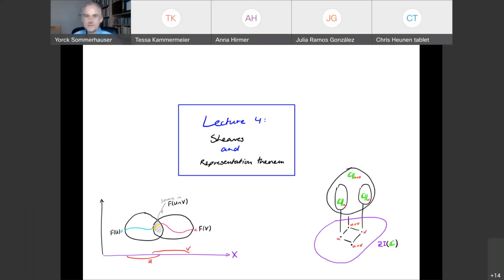And so then it's my pleasure to introduce Chris Hoynen for the fourth and final lecture. It will be on sheaves and the sheaf representation theorem, I think. Chris, your turn. That's completely correct.